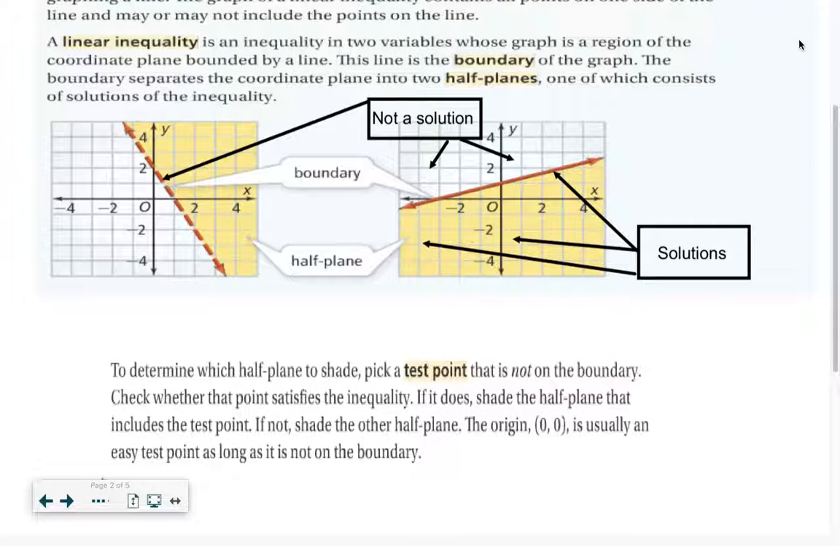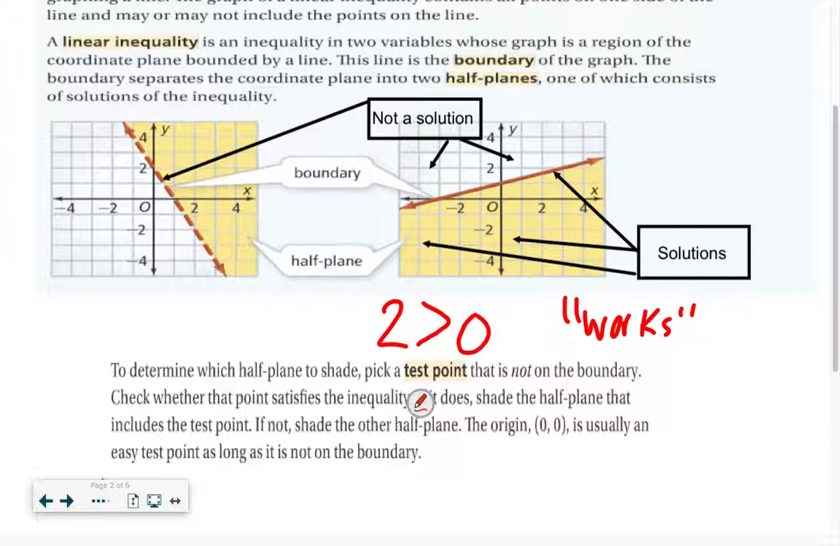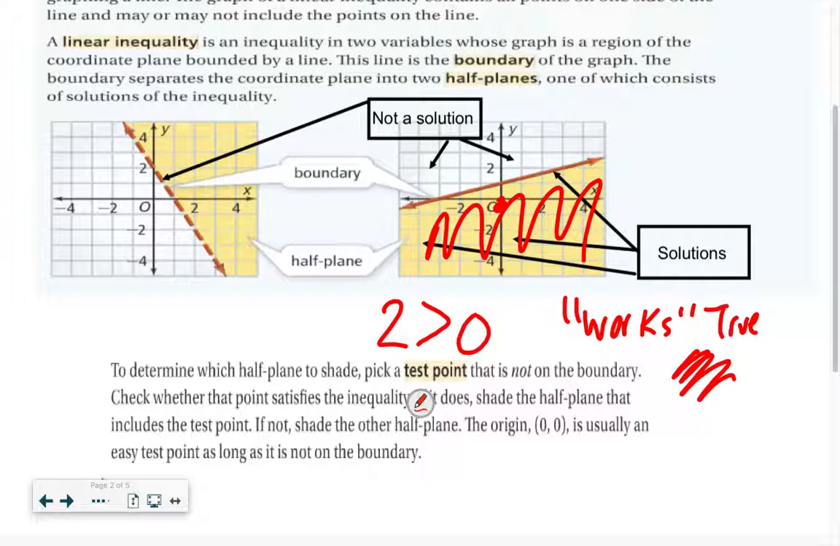If you plug a point in and it works, so like if you get down to 2 is bigger than 0, that's true, right? If it works or if it's true, then that's the part you shade. Okay? So like here, 0, 0 works, so you shade the part that is true. Okay?